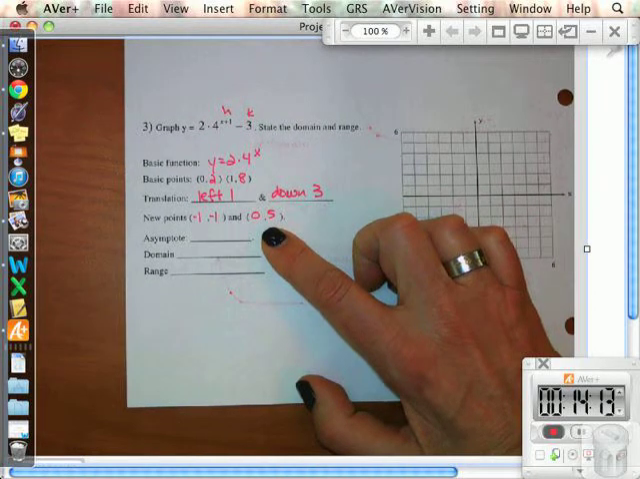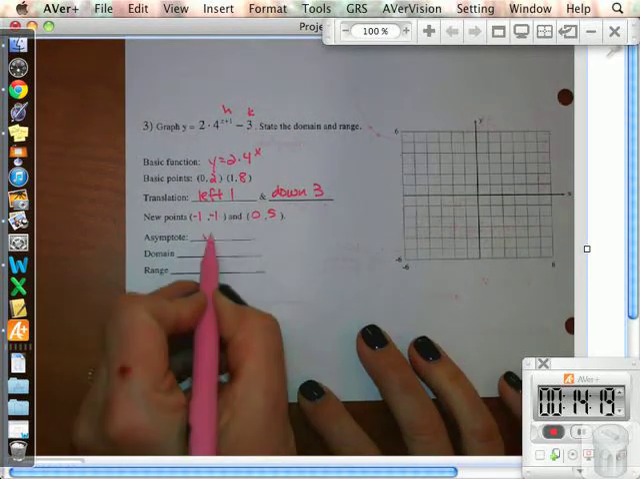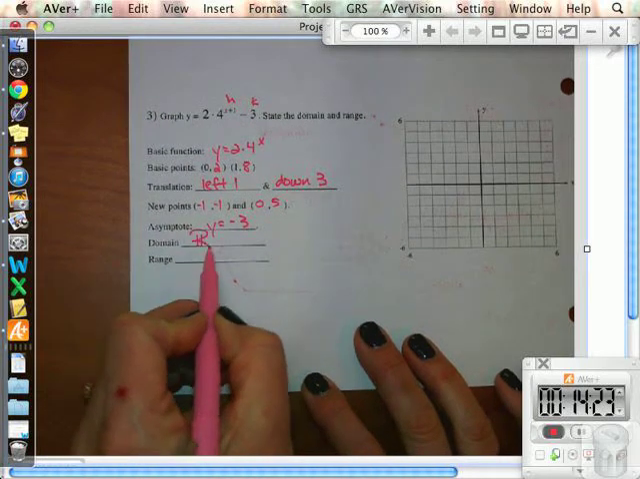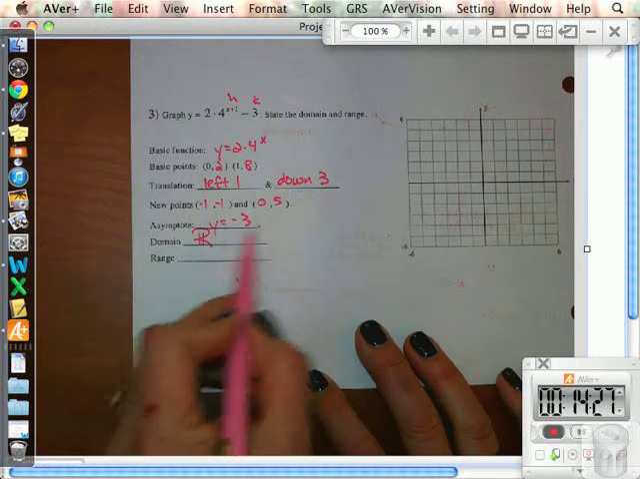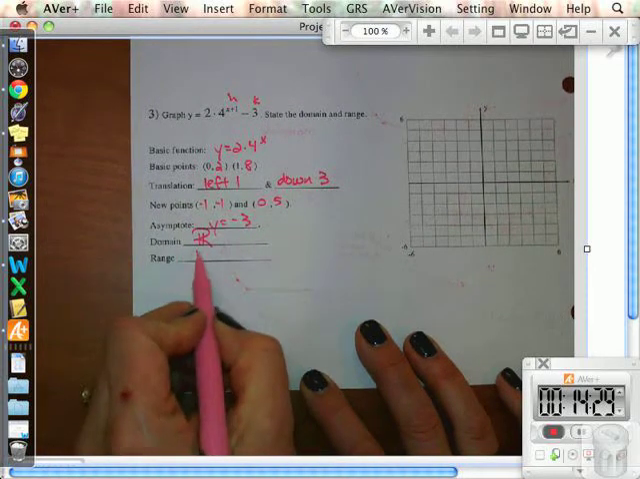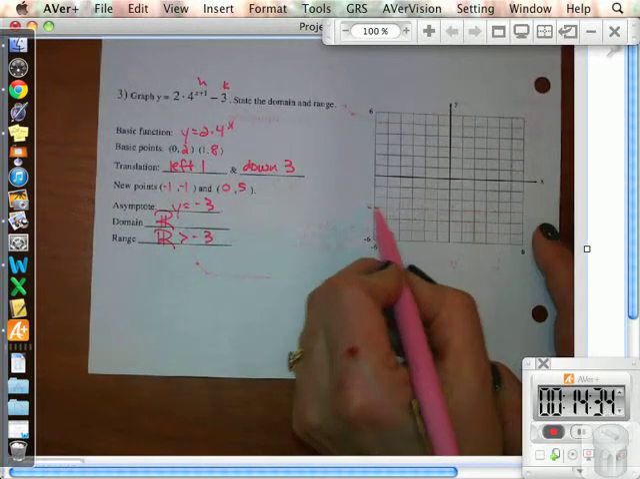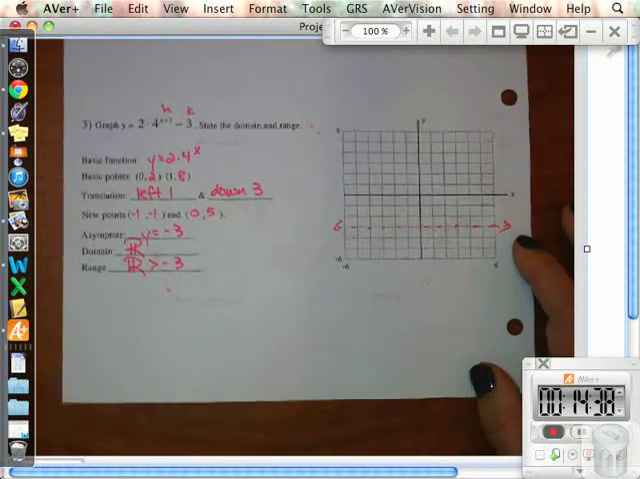Okay. And then the asymptote is going to be what? Y equals what? Negative 3. The domain is going to be what? All reals. And your range is going to be based on this right here. What? Yep. All reals greater than negative 3. So sketch your asymptote. Sketch your new points. Negative 1, negative 1.